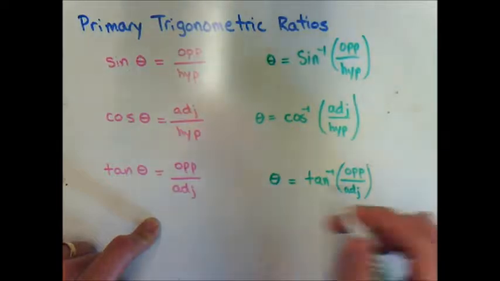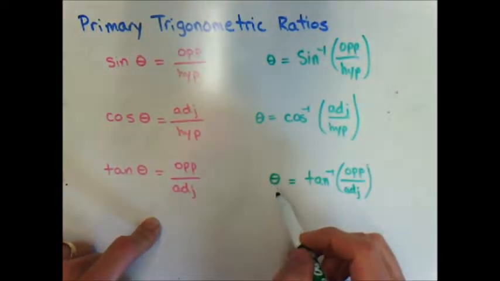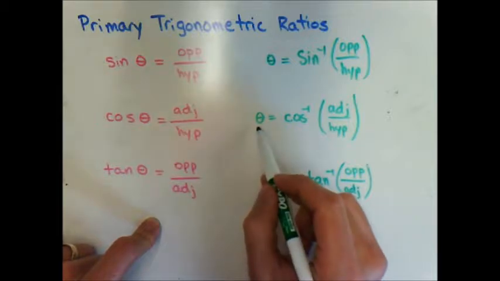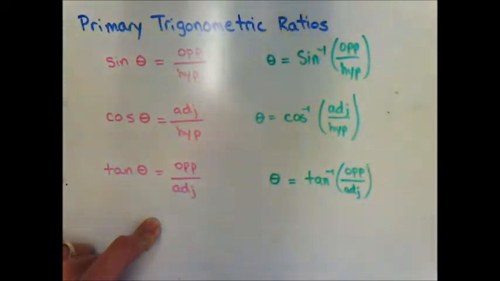So now we know how to find our ratio when we're given theta. We also have the skills and the calculator necessary to find the measurement of angle theta when we know any two sides in a triangle.